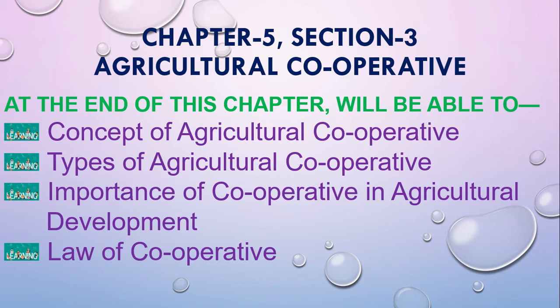Chapter 5, Section 3. This section name is Agricultural Cooperative. After watching this clip, we will be able to understand the concept of agricultural cooperative, types of agricultural cooperative, importance of agricultural cooperative in agricultural development, and some laws of agricultural cooperative.